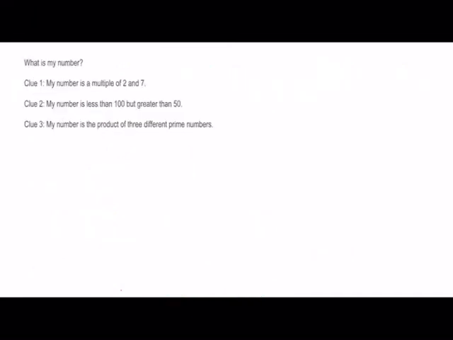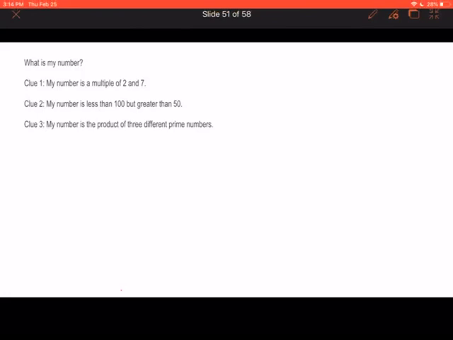Okay, so having this knowledge of prime numbers, and how to find the factors, and a list of the prime numbers in a range, we are going to solve some word problems. First is, what is my number? Clue number 1 is, my number is a multiple of 2 and 7.